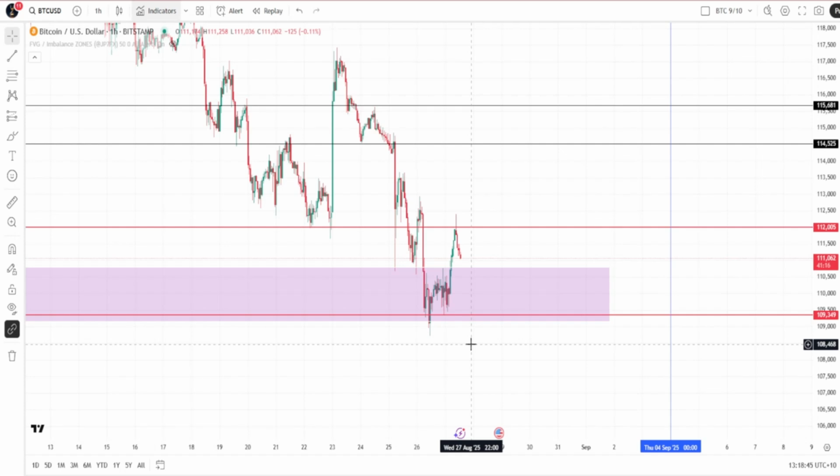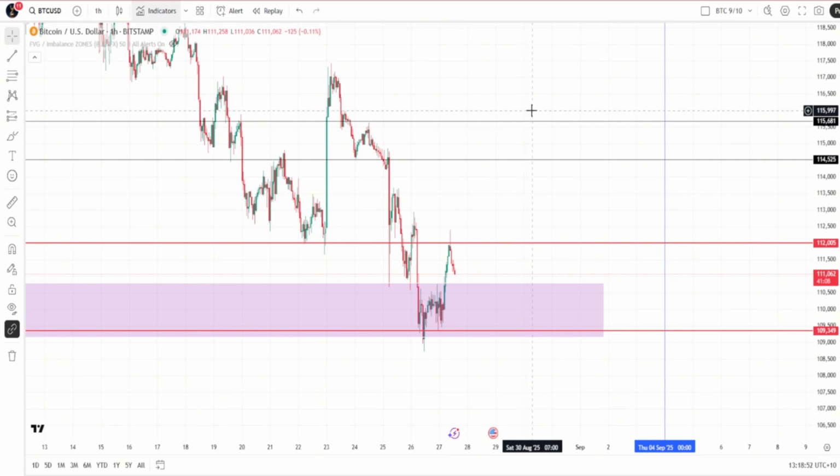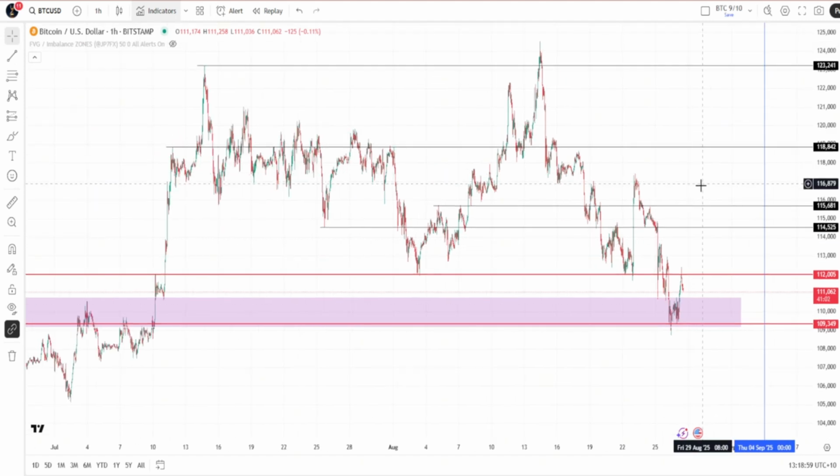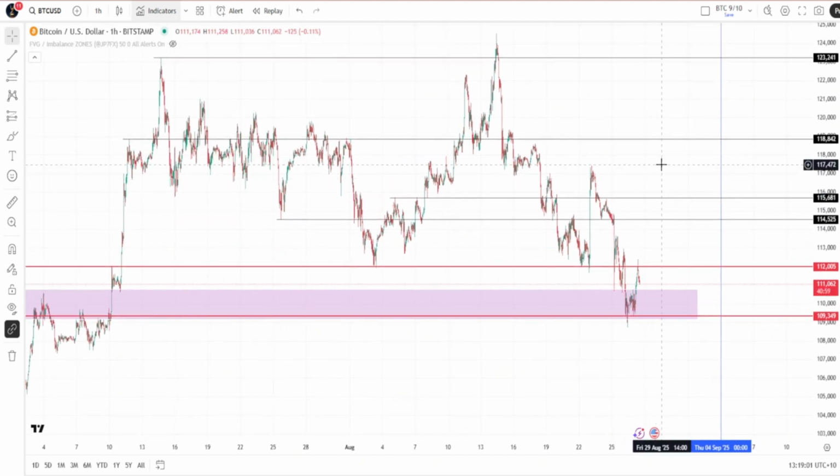So fingers crossed that we get a nice end to August. We see price surge up higher. I do think at some point there will be pretty steep corrections on the move back up. I don't think it will be as clean as I'd previously anticipated, expecting a V bottom just to shoot us back to this $118,000, $120,000 range.